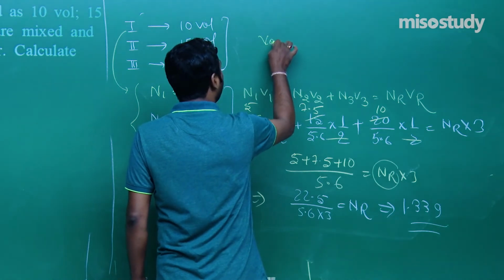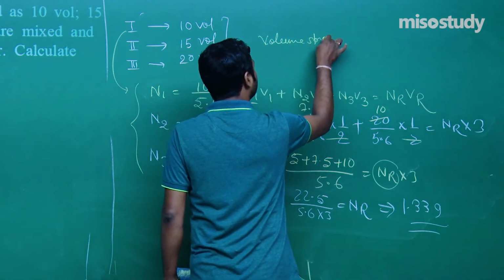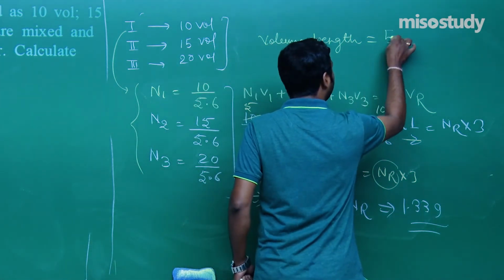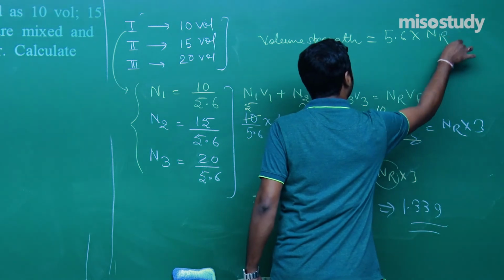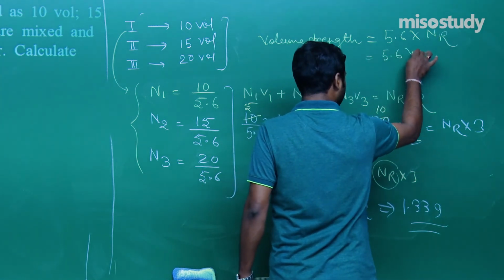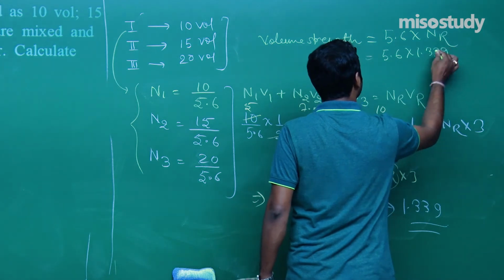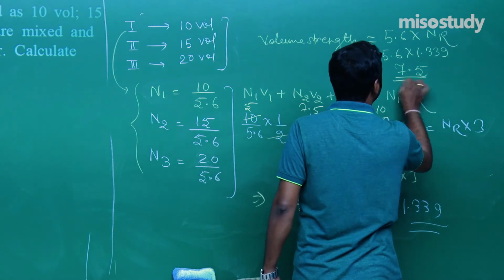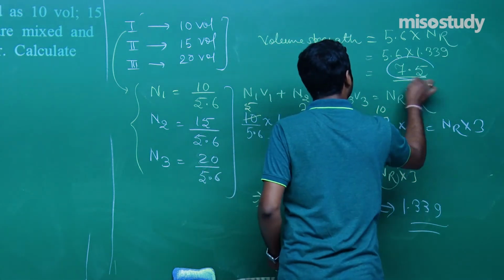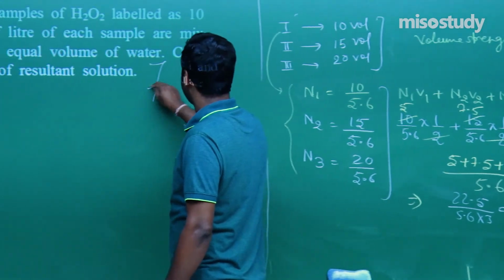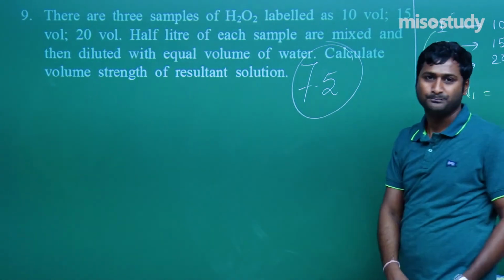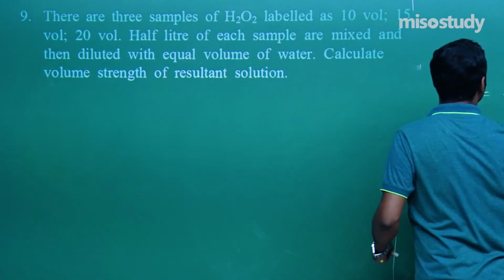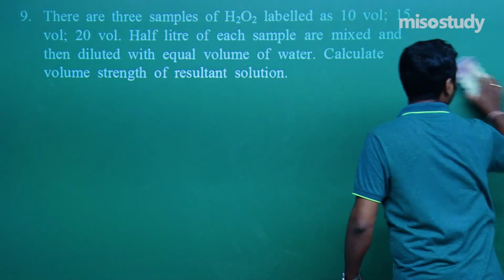Now we know the volume strength is equal to 5.6 into NR, that is 5.6 into 1.339, and after approximation it will give you around 7.5. So the volume strength in this case is 7.5. Clear friends? Now I am going to rub this part. Let's move to the last question of this segment.